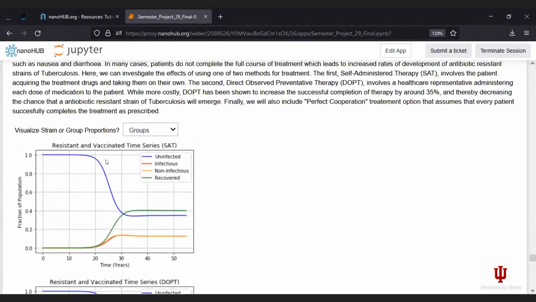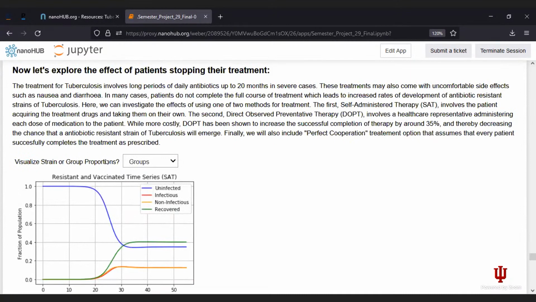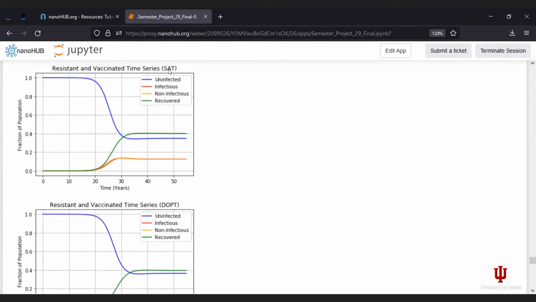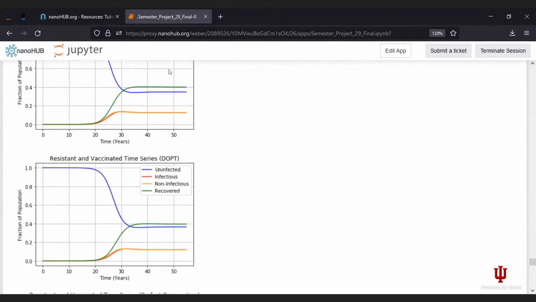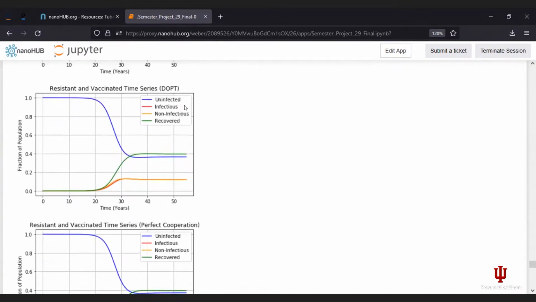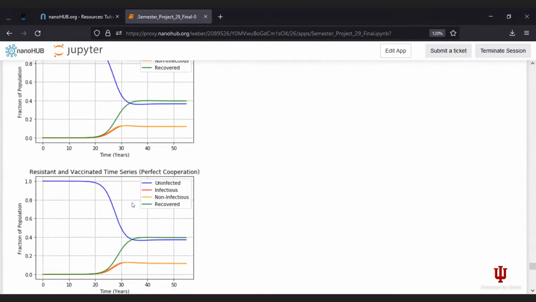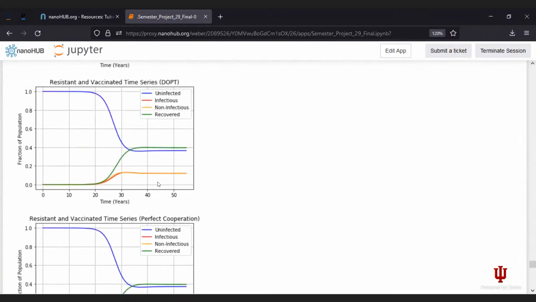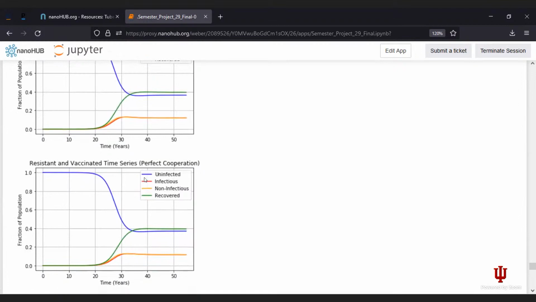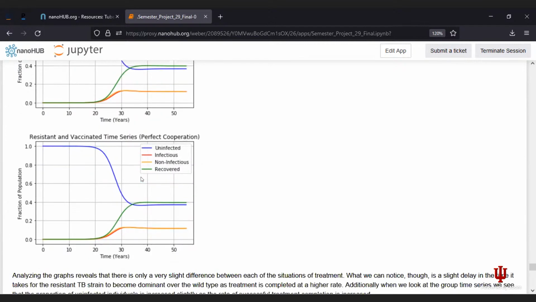I believe this is the last section where you're looking at patient treatment. There's 3 groups here. SAT, which means self-administered, DOPT, which means directly observed, or a healthcare professional gives it to the person, and perfect cooperation, which is maybe more of a theoretical way. They say the person is perfect in taking the antibiotic.